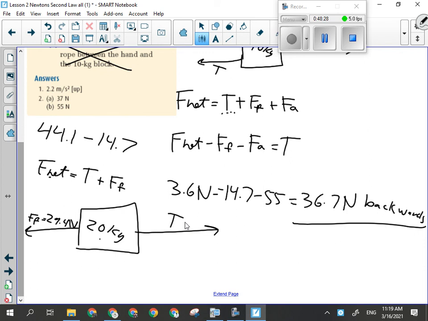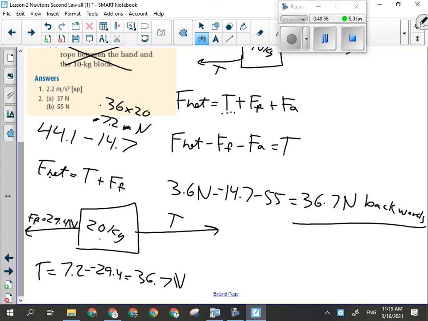Okay, take my acceleration, 0.36, multiplied by the mass, 20, I'm going to get 0.72, or sorry, 7.2 newtons. Everybody okay with that? So now I can calculate my tension. Tension will be 7.2 minus negative 29.4. Okay, that's going to be 36.7 newtons forward. Same as we got for the last.